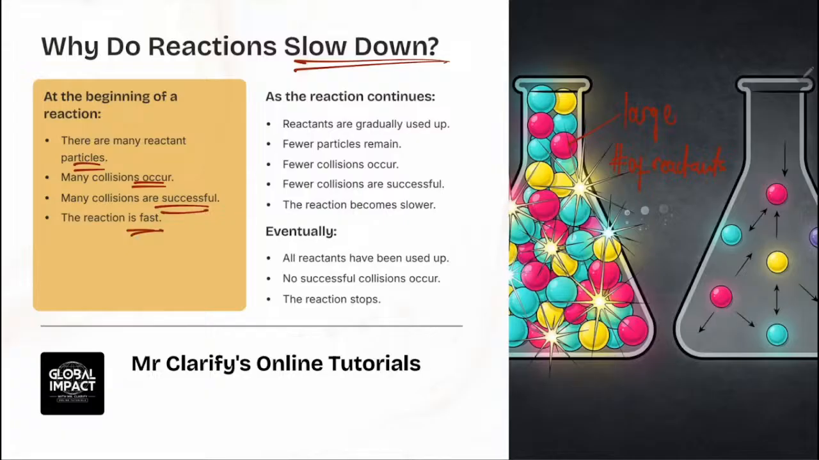But as the reaction keeps going on, the number of particles in the reactants will be going down. So you now have fewer particles, which means fewer collisions, which means fewer successful collisions, which means the rate of reaction becomes slower. As the reaction goes on, it slows down. The reaction will slow down until it eventually stops.